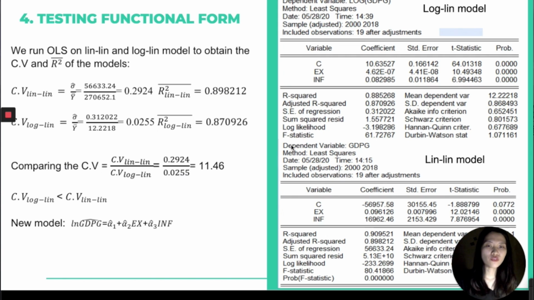For the functional form, we run the linear and log-linear models to obtain the coefficient of variation and adjusted R-square to compare them. Based on the EViews output, we can see that the CV of the linear model is greater than the CV of the log-linear model. And also the adjusted R-square of the log-linear model is smaller than the adjusted R-square of the linear model. We still prefer and choose the log-linear model to use and test in the next part.